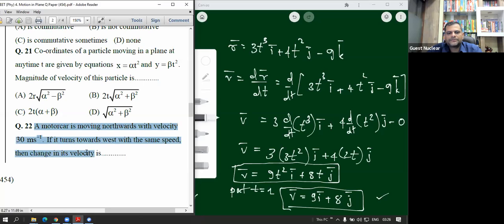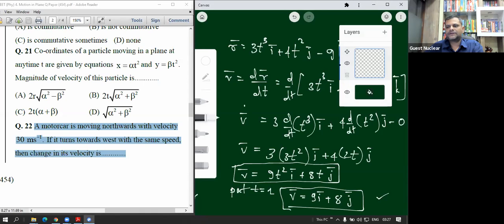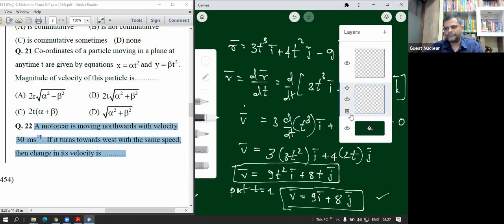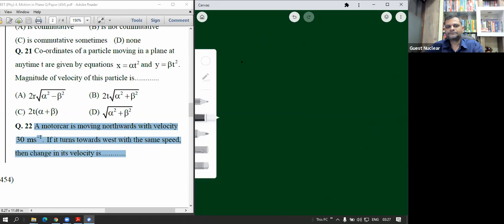Let us try this also. 20-second one. See here, the motor car is moving northwards with a velocity 30 meter per second. If it turns towards west with the same speed, then the change in its velocity is. So see here, the motor car is moving towards the north with the velocity 30 meter per second. So its velocity can be represented by a vector which is of magnitude 30, and since it is along the y-axis, it will be accompanied by J bar, okay.